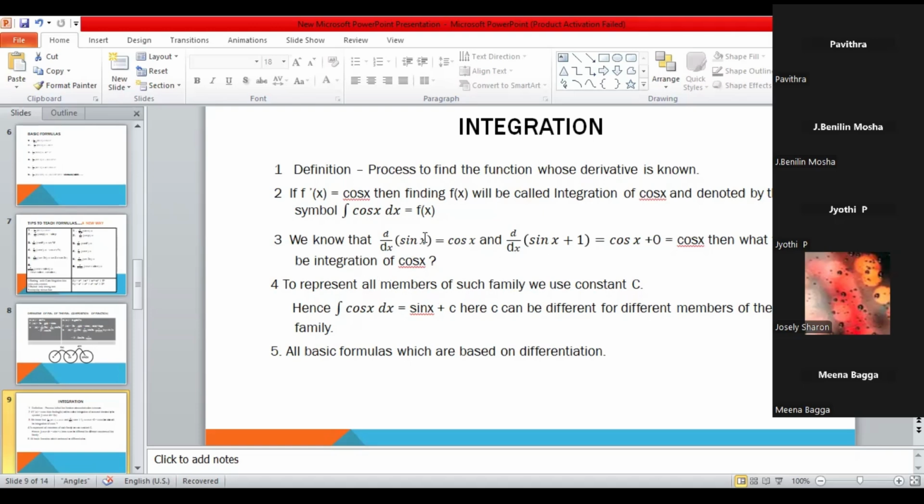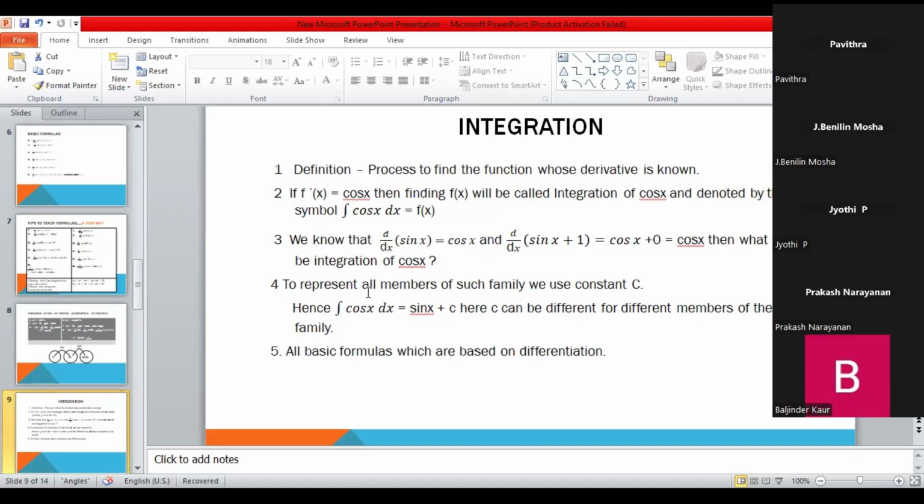So that is a confusion over here, and to overcome this confusion, we represent or we use constant C. To represent all members of such family, we use constant C. Hence, integration of cos x dx is sin x plus C. C can be different for different members of this family. So, in the beginning, only these 2-3 concepts to be explained very clearly.